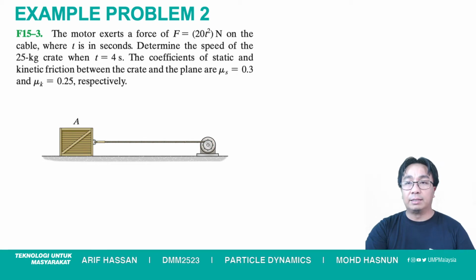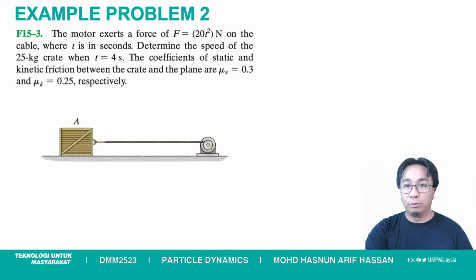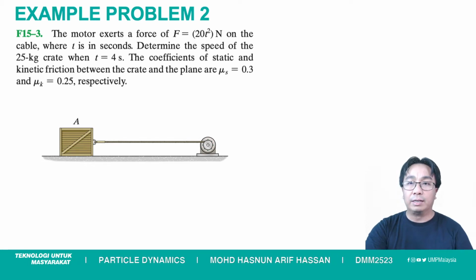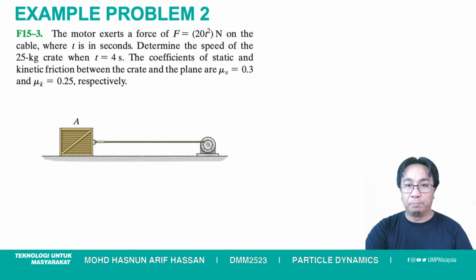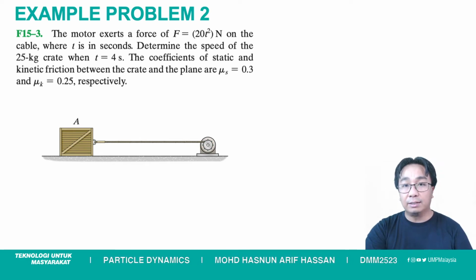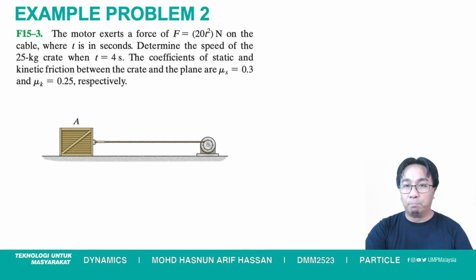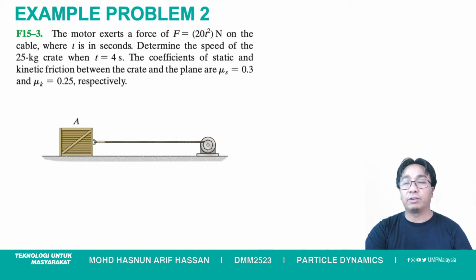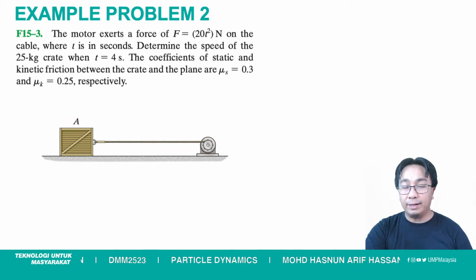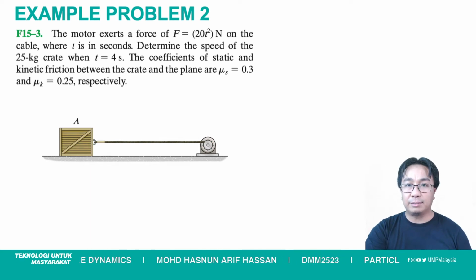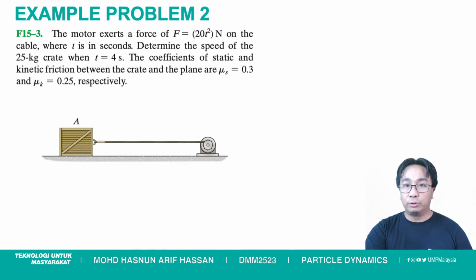Again, you see the time is mentioned here, so you know that you have to use the principle of linear impulse and momentum. The coefficients of static and kinetic friction between the crate and the plane are mu s equals 0.3, mu k equals 0.25. This is another trick question. When you see both coefficients of static and kinetic friction given, you need to determine when the crate or the box starts to move. That is the question first before you start calculating.